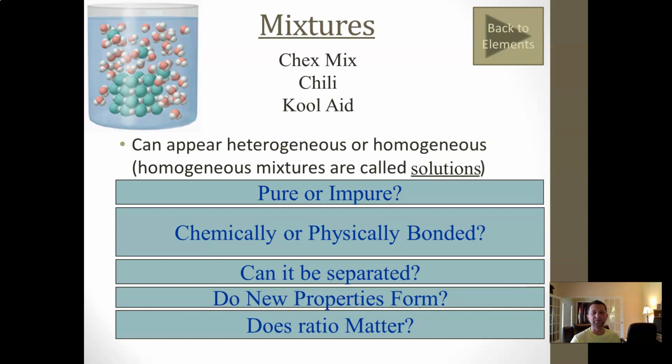So elements are homogeneous, and compounds are homogeneous. Mixtures can be heterogeneous or homogeneous depending on the type. So that's something to just keep in mind when we're looking at these.